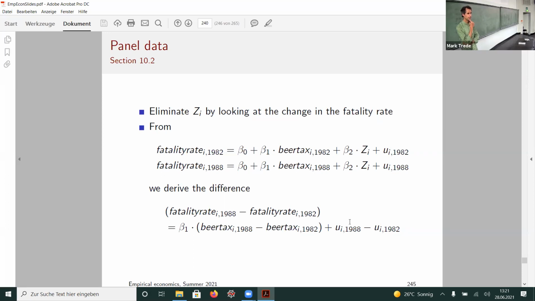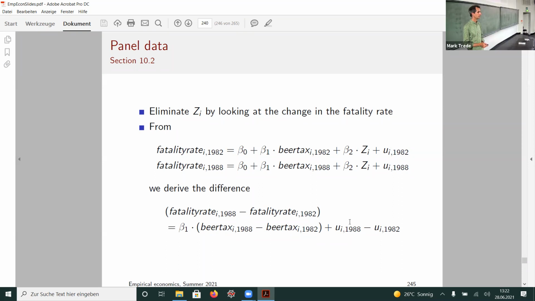So the idea here is really to look at changes, and then everything which does not change drops out, because the change in the cultural attitudes is zero. Yeah? The beer tax changes, and the fatality rate also changes, but everything which does not change over time will just drop out.